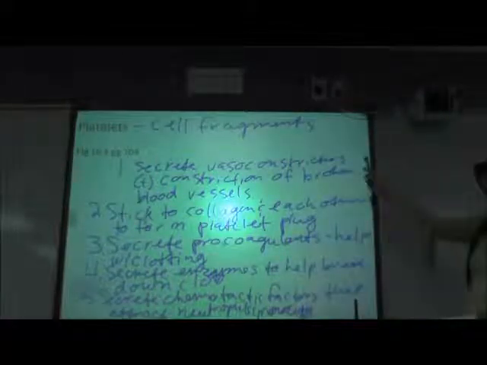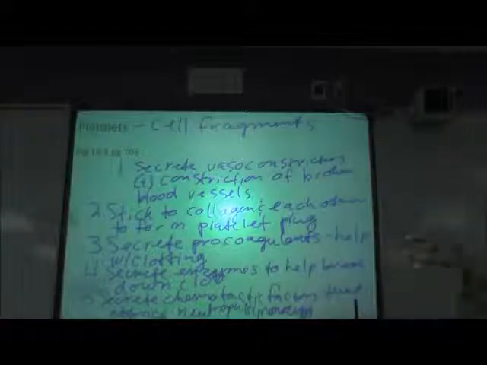So for being just cell fragments, they really do a lot of important stuff for the body. So they're pretty cool little cell fragments.